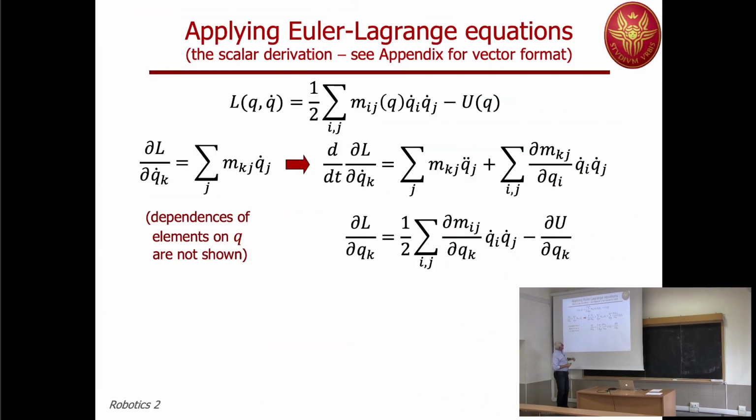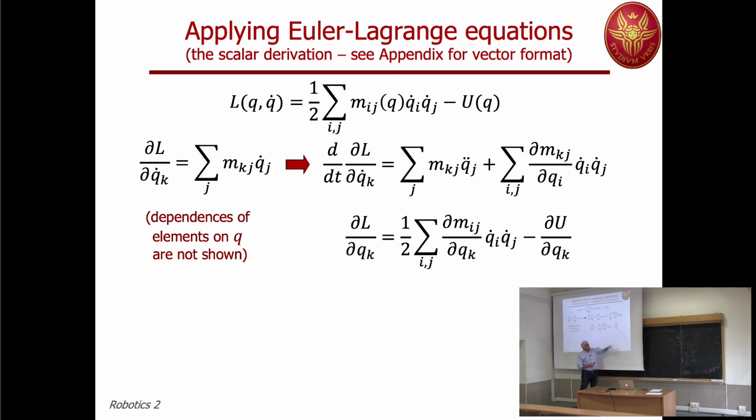Now, the other part in the Euler-Lagrange equation is the partial derivative with respect to the generalized coordinate k. If we look at the kinetic energy part, the q dot remains as such. The dependence on qk is within the elements m_ij. So for each m_ij, we take the partial derivative with respect to qk, and then we sum over i and j, like in the previous expression.